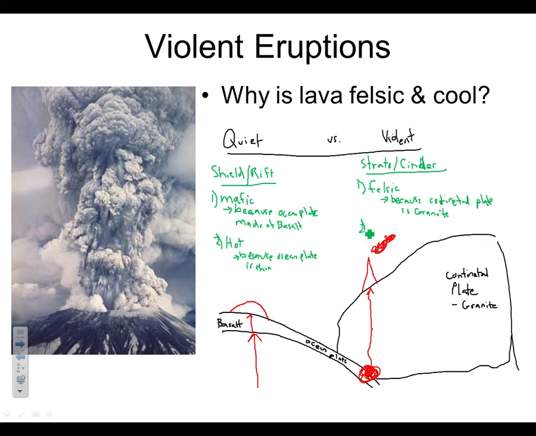The lava is also going to be cooler. So number 2 is cooler. So lava is going to be cooler. Why is it cooler? Because continental plate, I'm going to abbreviate, continental plate is thicker.